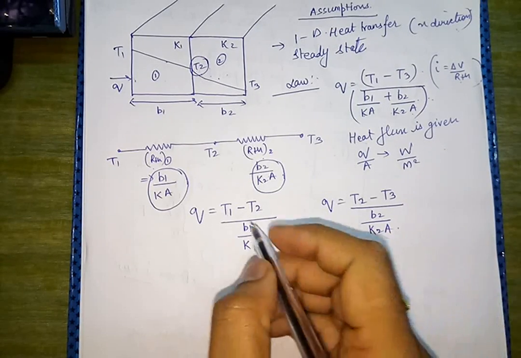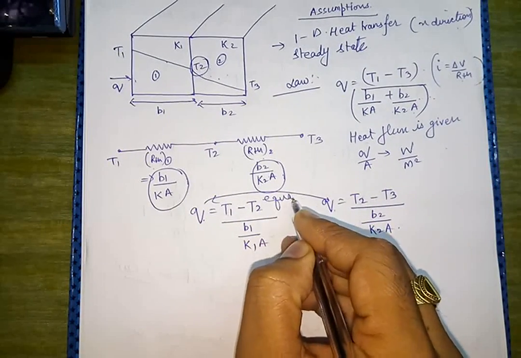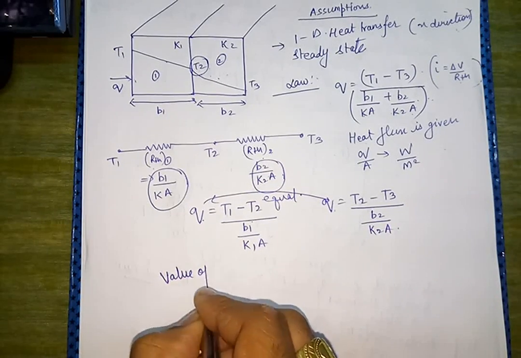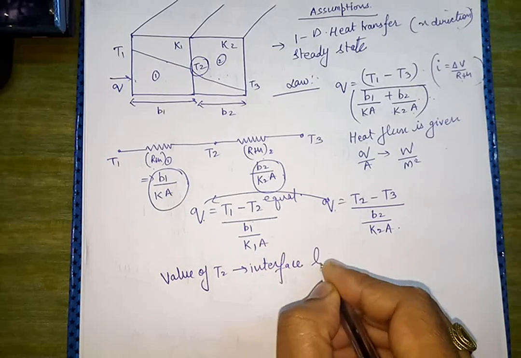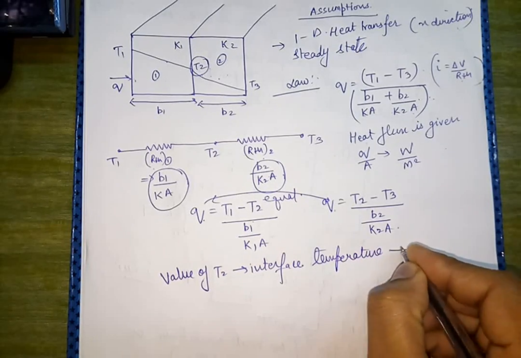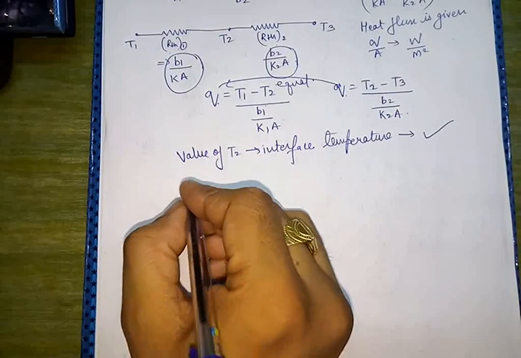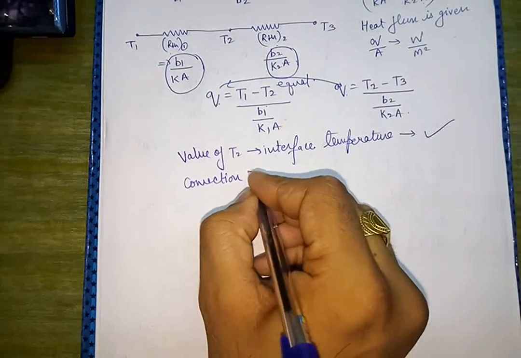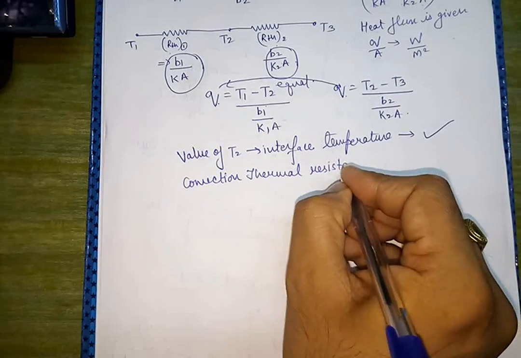Alright, so we know that this Q and this Q are equal. These both are equal. So by equating these two equations, the value of T2, which is the interface temperature, can be found out. Now while solving these problems, we can also encounter convection thermal resistance.